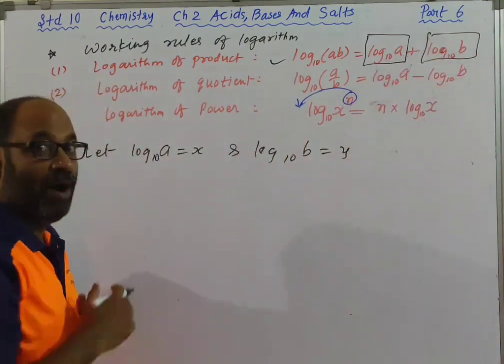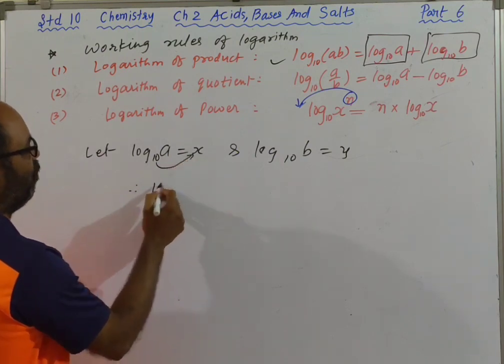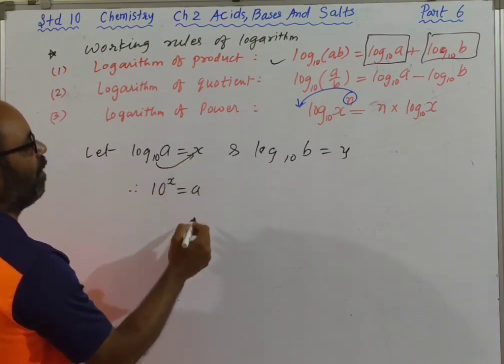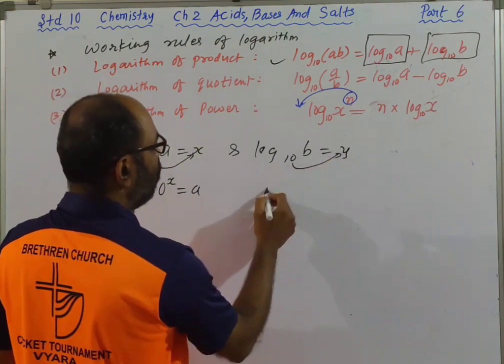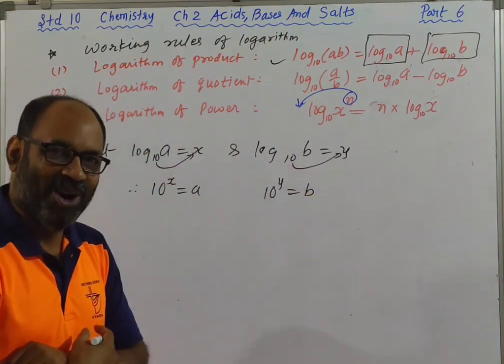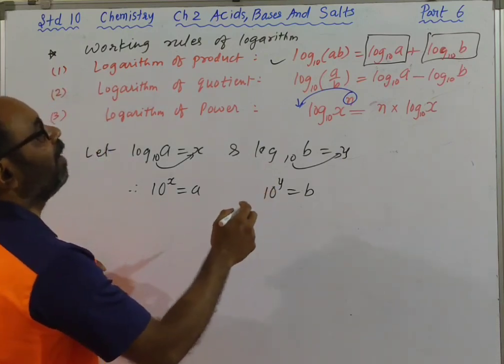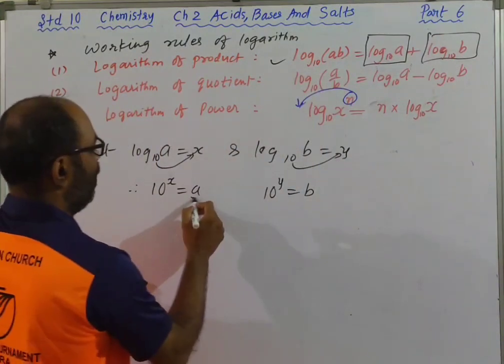Convert this logarithmic form into exponential form. So 10 raised to x is equal to A, and 10 raised to y is equal to B. I converted the logarithmic form into exponential form. All right. I want this multiplication.